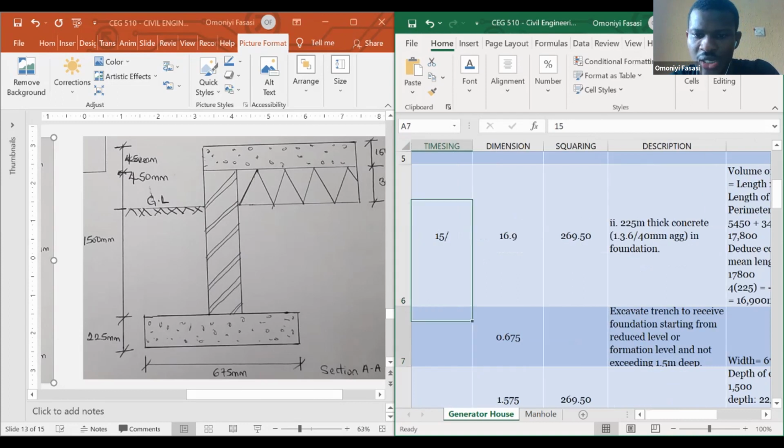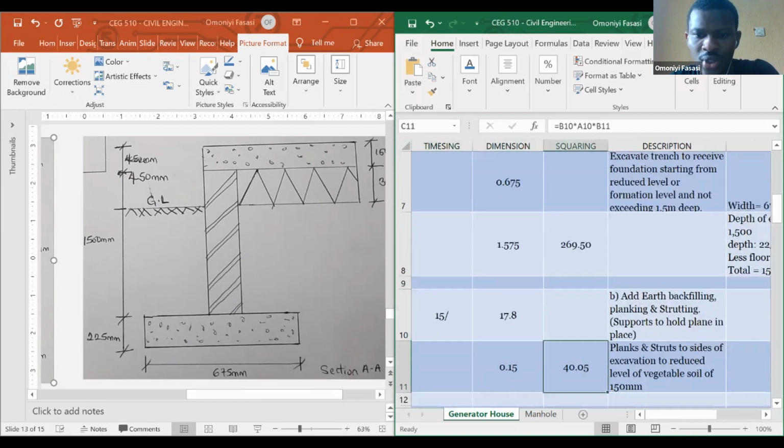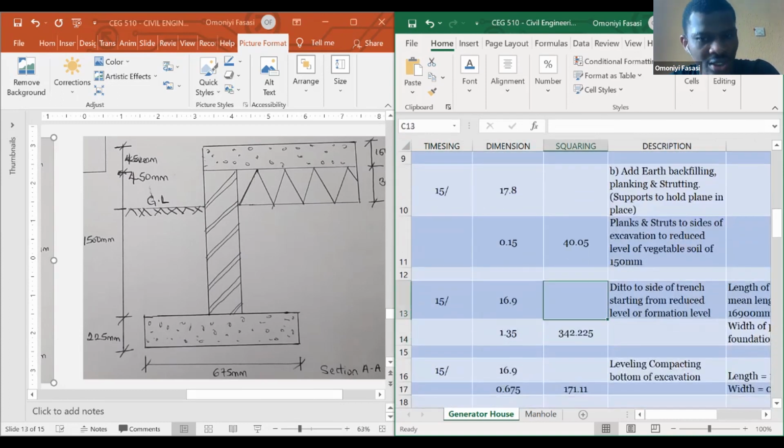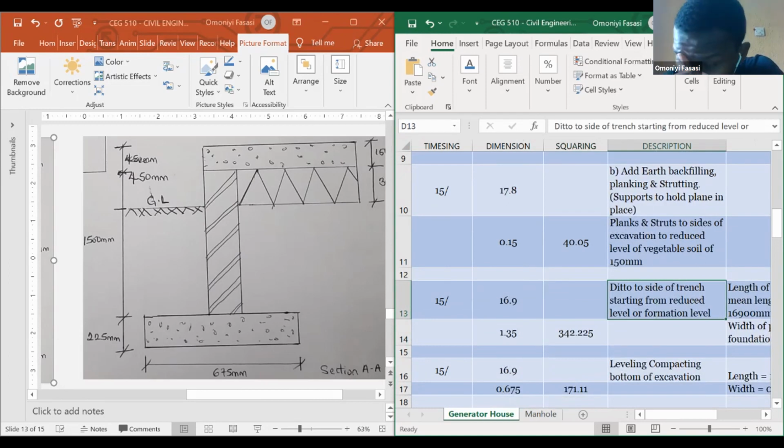So let me just go back to that side. Now you do the same thing for your trench. The trench also has the same characteristics. That's why you have the detail to the side of the trench, starting from reduced level. In this case, you have to use a different length. You're not using the same length. So this length is now what? 16.9. And what's the depth of your trench?